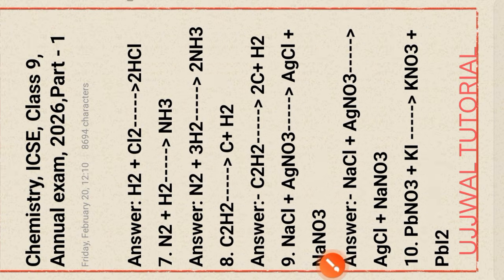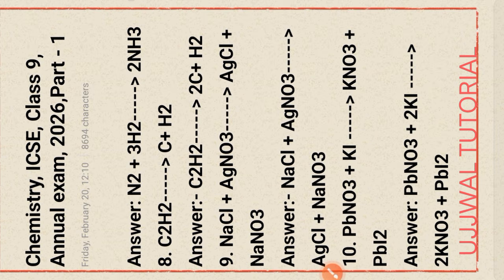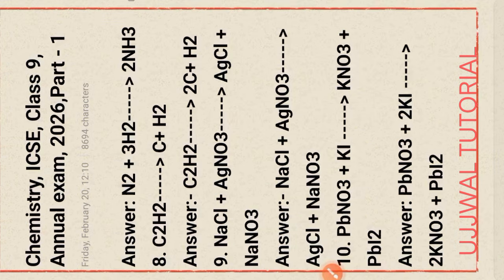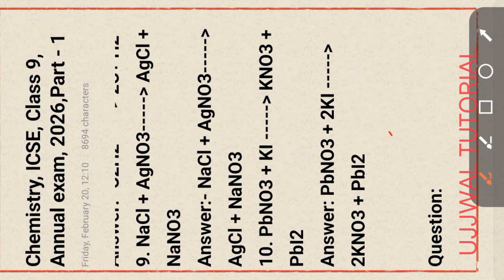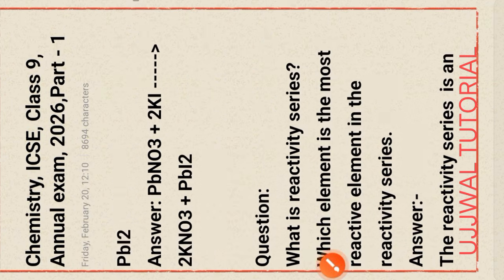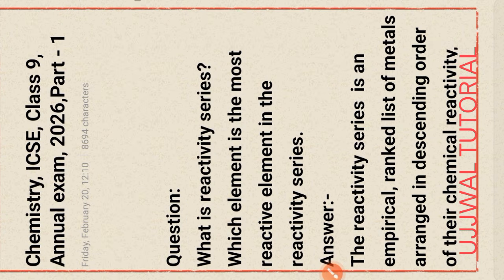This is the last part for this. Pb(NO3)2 plus KI form KNO3 plus PbI2. The balanced chemical equation is Pb(NO3)2 plus 2KI form 2KNO3 plus PbI2. Next question: what is the reactivity series?